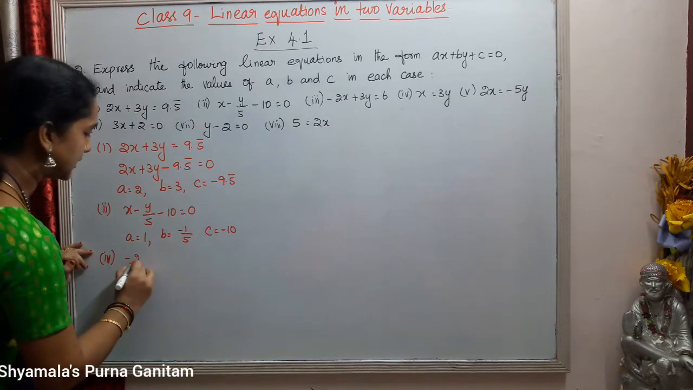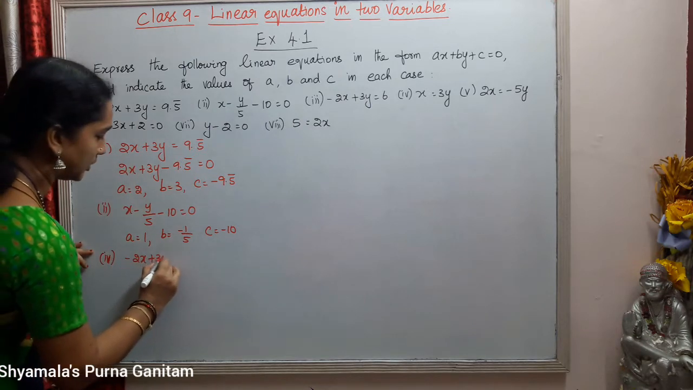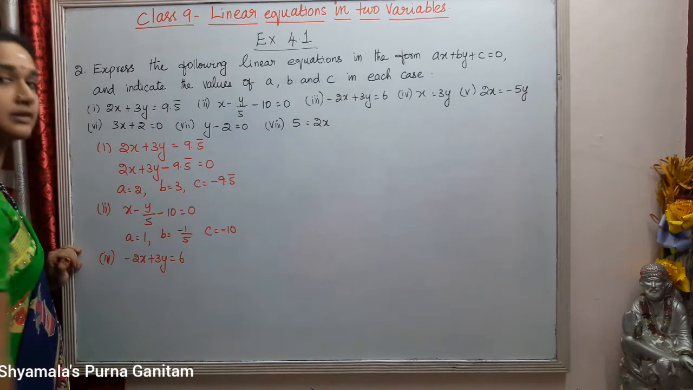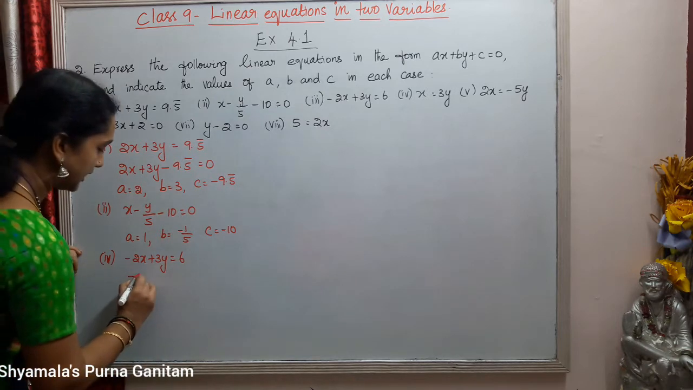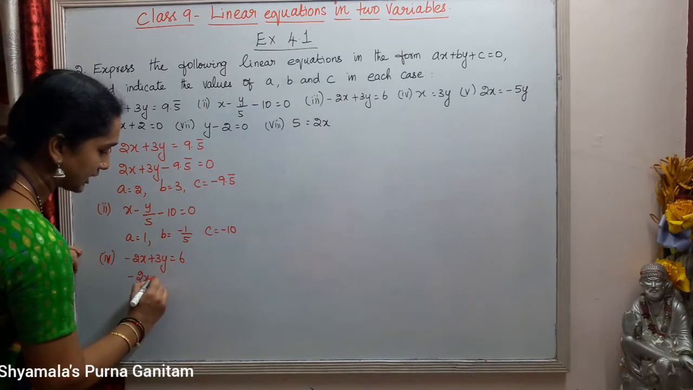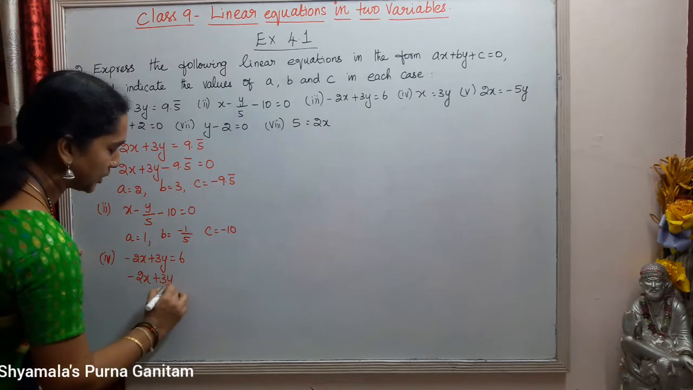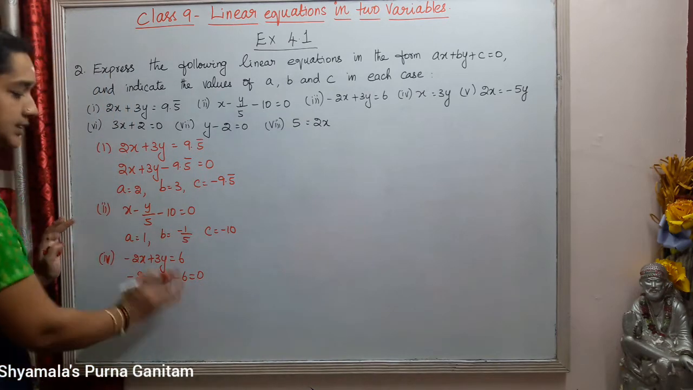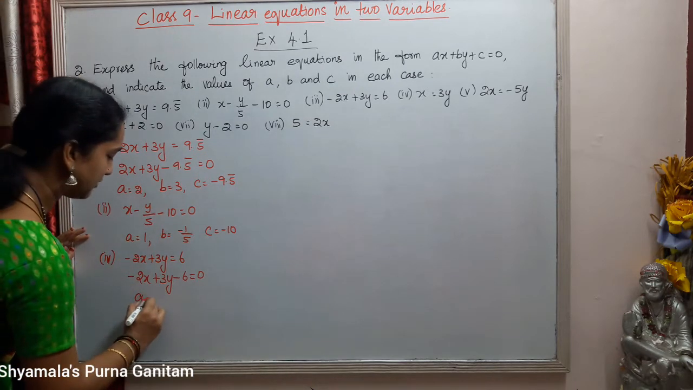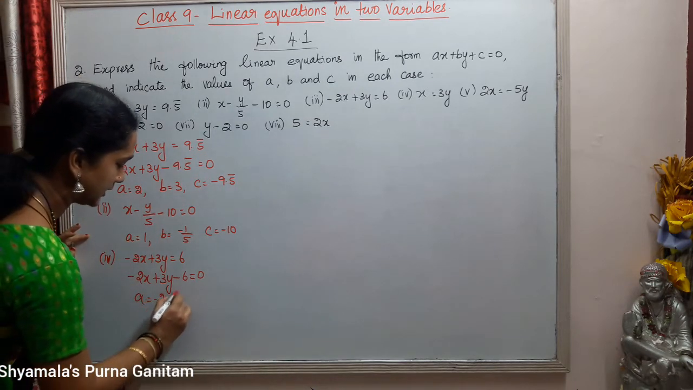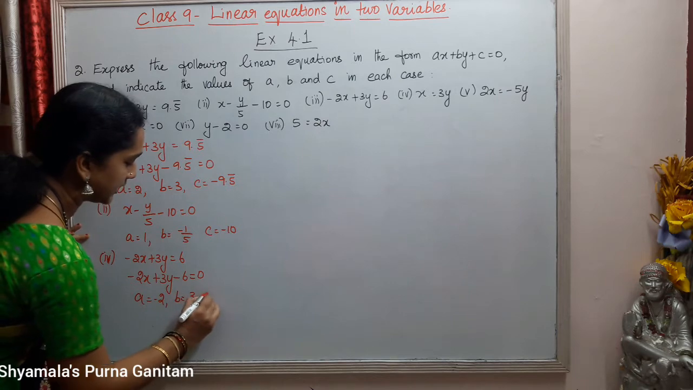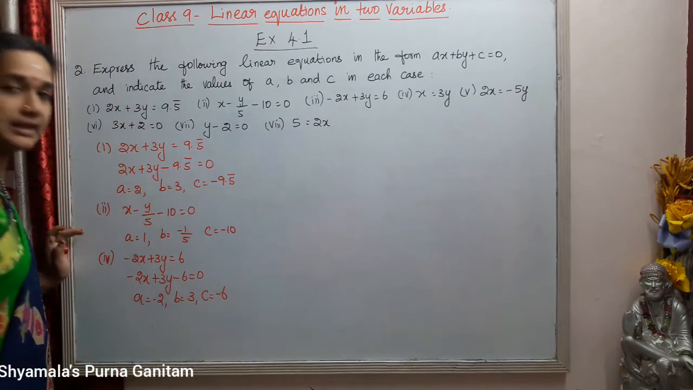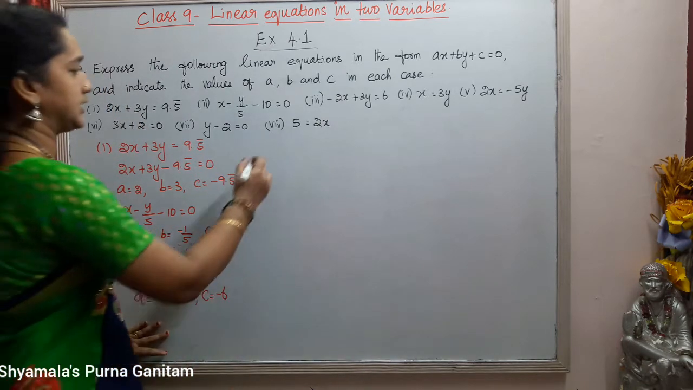Then third one is minus 2x plus 3y is equal to 6. Okay. So my general form will be minus 2x plus 3y minus 6 is equal to 0. Okay. So this is the general form and a, b, c values are: a is minus 2, b is plus 3 and c is minus 6. Okay. So third sum over.